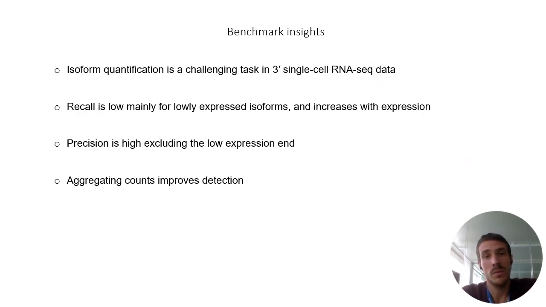So overall, some of the insights from the isoform quantification benchmark that we have performed is that in general it is a pretty challenging task when we use 3' single-cell RNA-seq data. Recall is low mainly for lowly expressed isoforms and increases with the expression of features. We also see that precision for the highly expressed isoforms, if we exclude the low boundary, is close to perfect, and in general we see that aggregating counts improves the detection of isoforms.